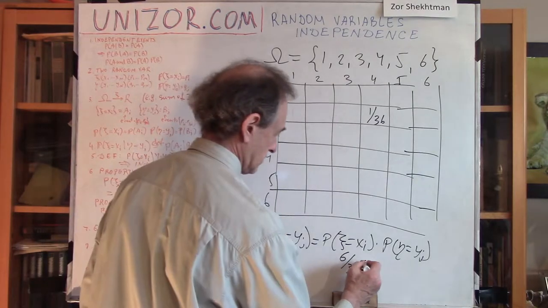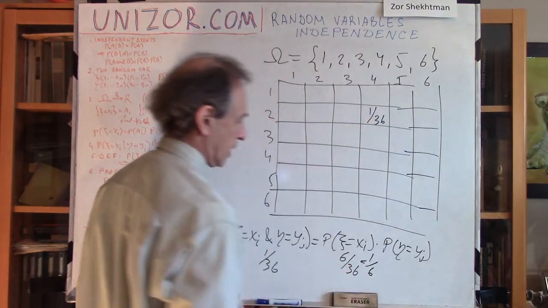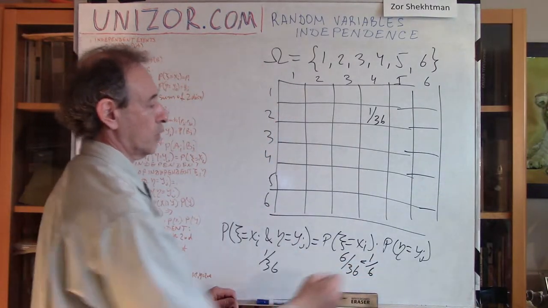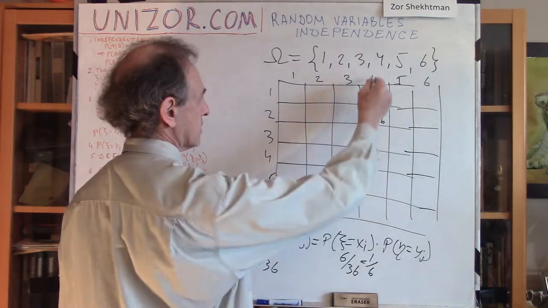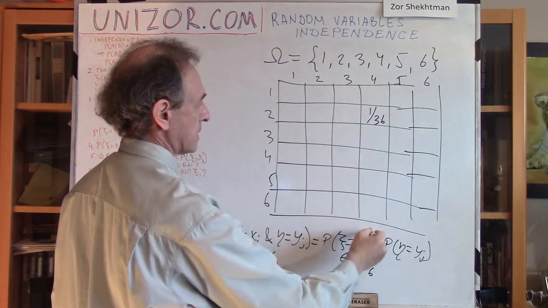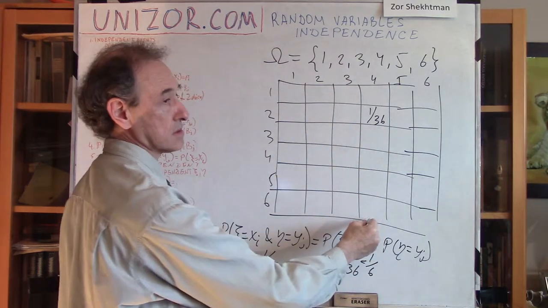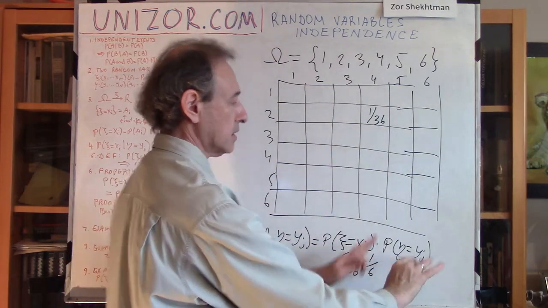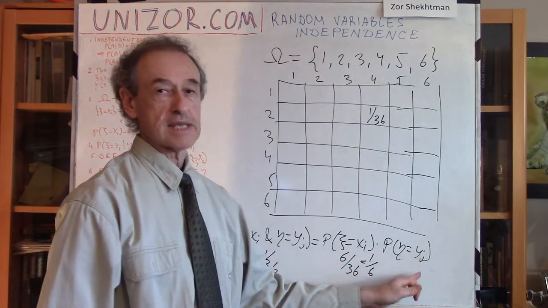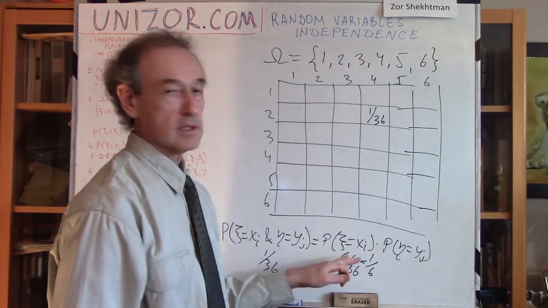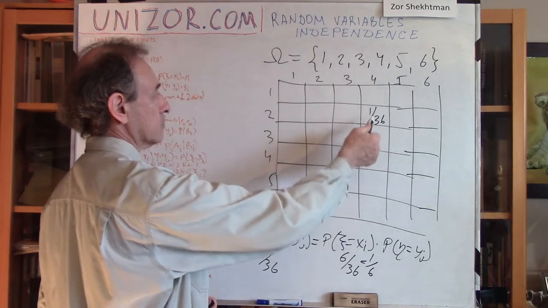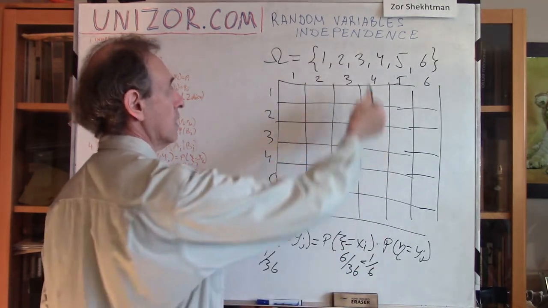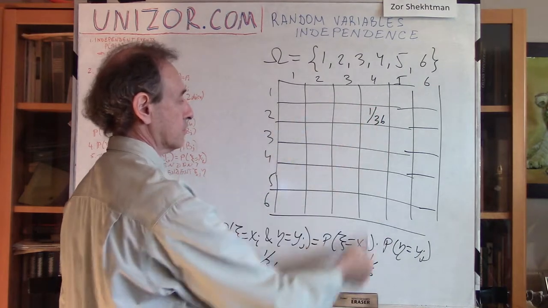Which is 1/6. Right? Now, what is the probability of eta equal to 4 in this case? So it's basically this, regardless of the first. We are talking about a completely independent value of the second roll, regardless of what the first roll shows. So the first can be either 1 or 2 or 3 or 4 or 5 or 6. What's important is that the second is equal to 4.